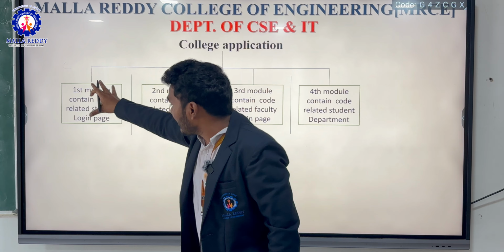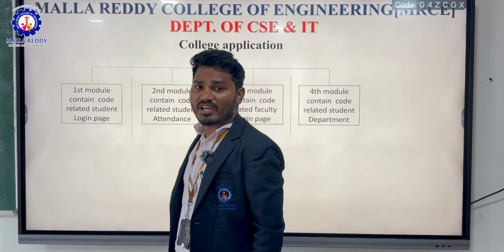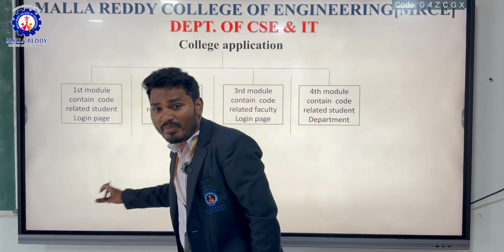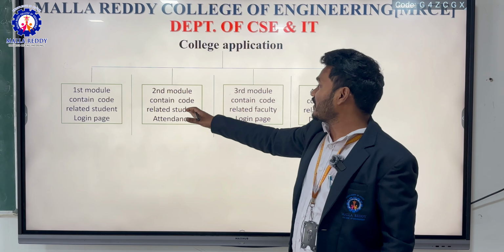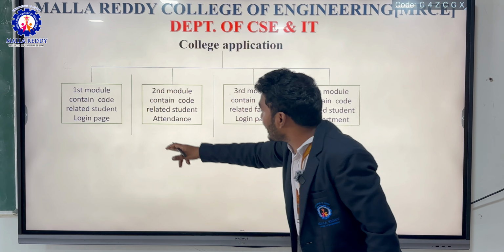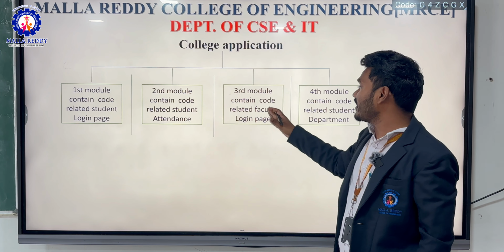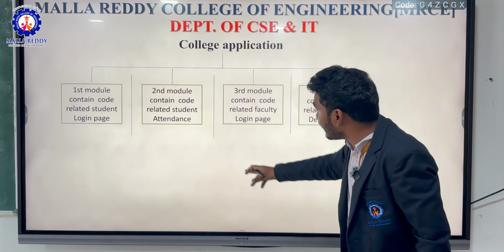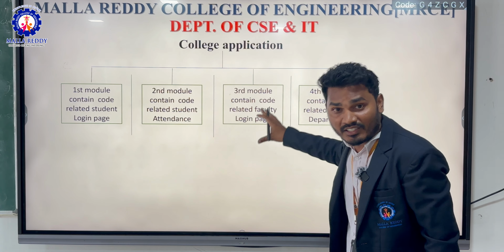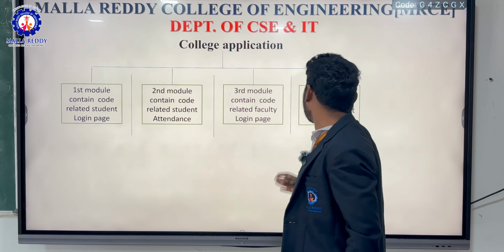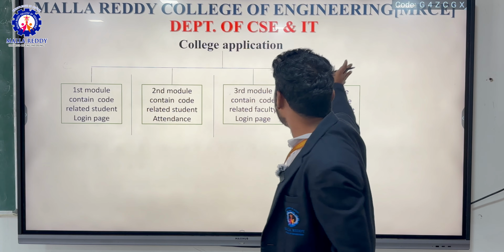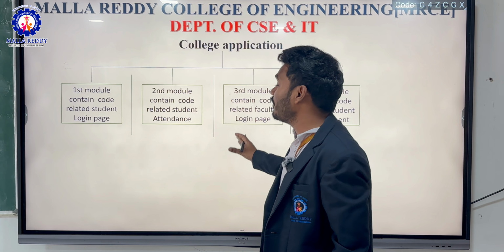The first module contains code related to the student login page and stores the data in a database. The second module contains code related to the student attendance page. The attendance data is stored in a separate database. The next module contains code related to the faculty login form, and its data is stored in a database. The fourth module contains code related to the student department, which is stored in a separate database.